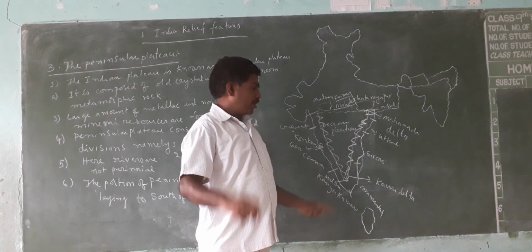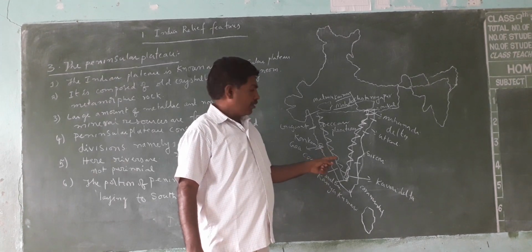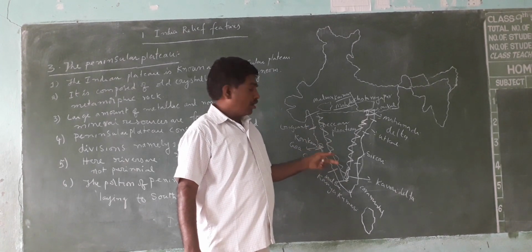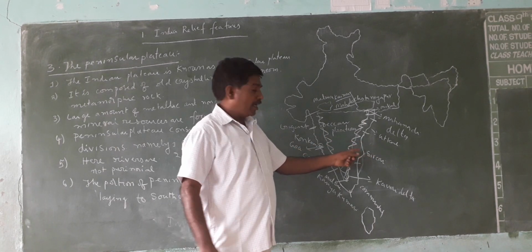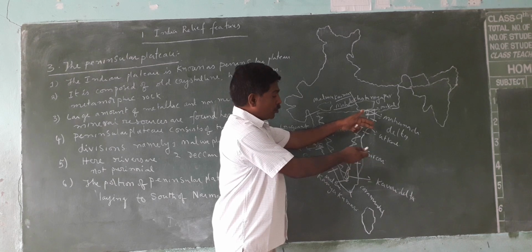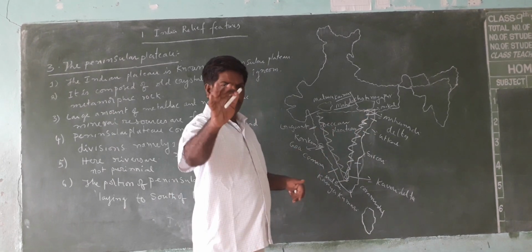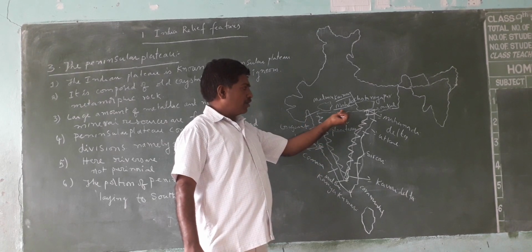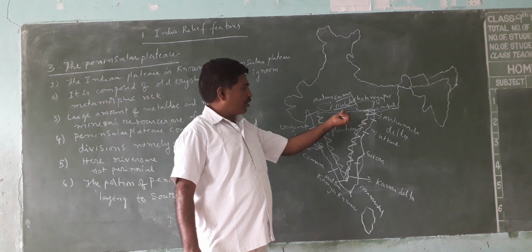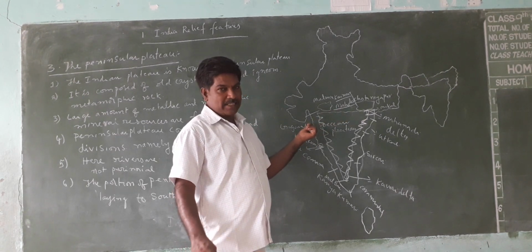For example, the Godavari, Krishna, and Kaveri rivers are born in the Western Ghats, flow towards the east, and join the Bay of Bengal. And a few rivers flow towards the west; their birthplace is the center of India, the Vindhya and Satpura ranges, and they move towards the Arabian Sea side.